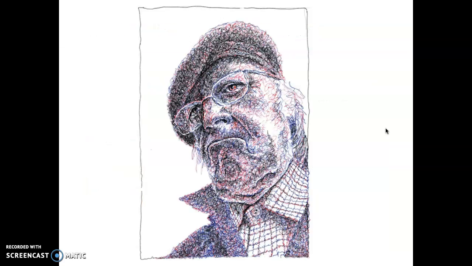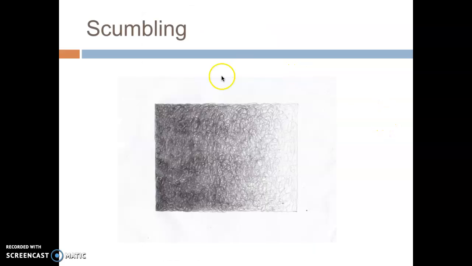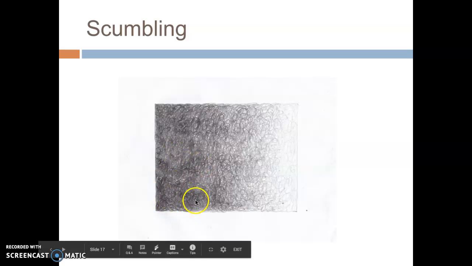So here's an example of scumbling. This artist layered three different colors on here: blue, red, and black pen. And those scribbly, scumbling marks of shading give this drawing a lot of energy. And here's another example. When you're scumbling and creating a very dark value, all your lines almost blend together.